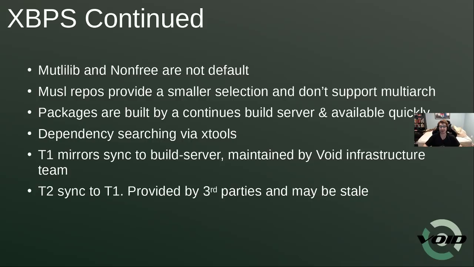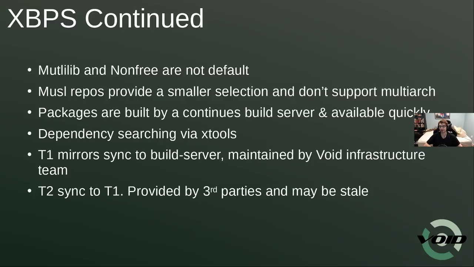XBPS has some additional repositories, just like any other distribution that likes to keep everything kind of segregated from one another. The multilib and non-free repositories are not available by default. You're just getting your standard current release. And the musl repos, I touched on this a little bit earlier, but if you're going to be using musl as your default C library, then you're going to run into some problems with stuff like multi-arch, and some packages aren't available on the musl repos.